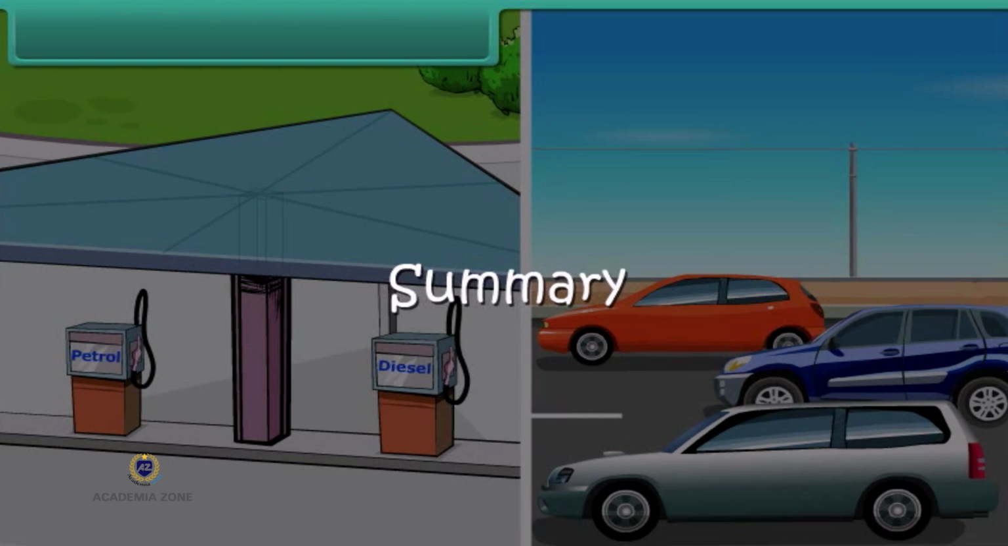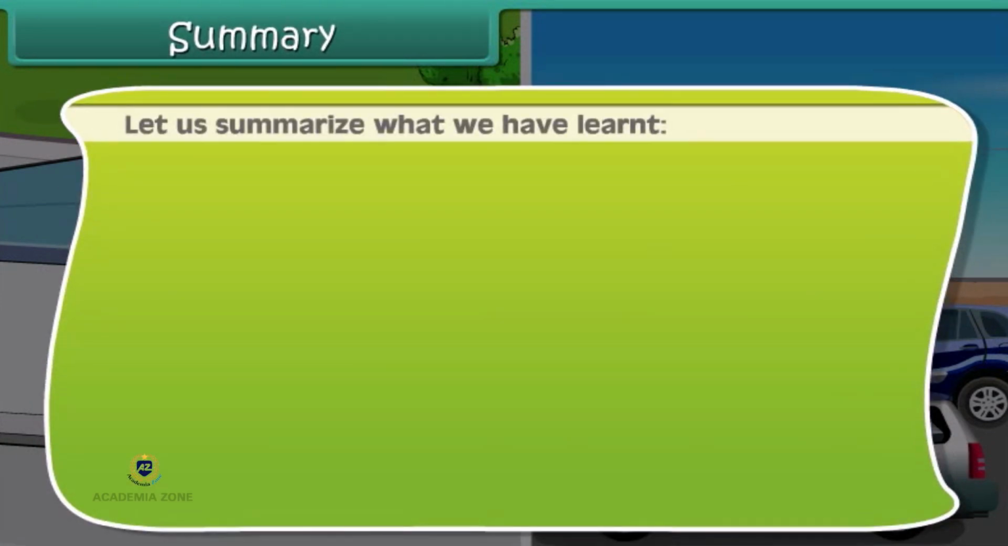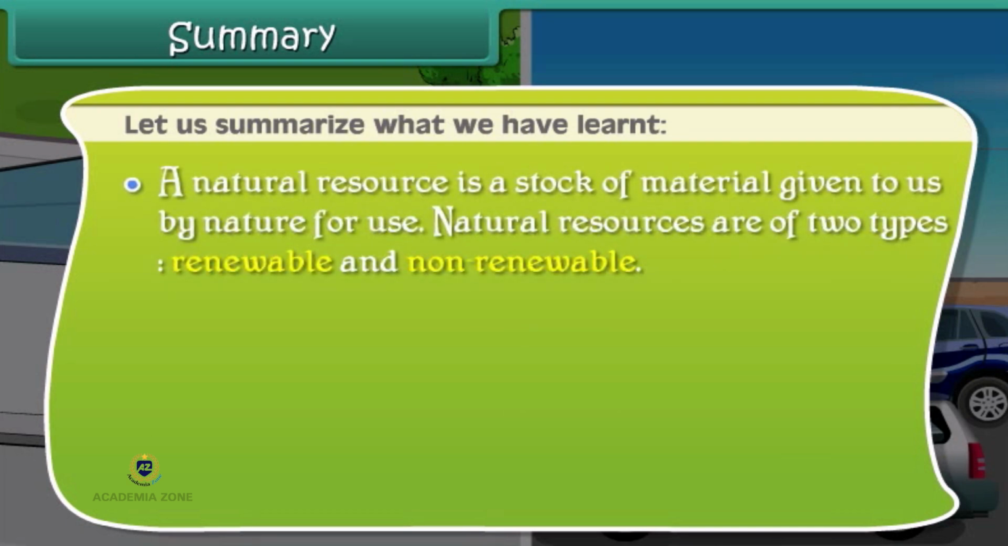Summary. Let us summarize what we have learned. A natural resource is a stock of material given to us by nature for use. Natural resources are of two types, renewable and non-renewable.